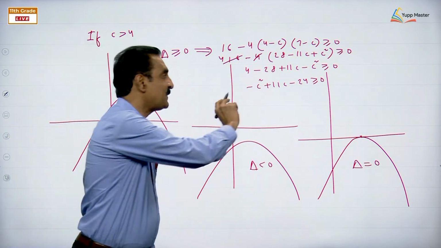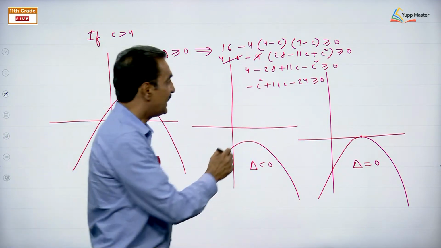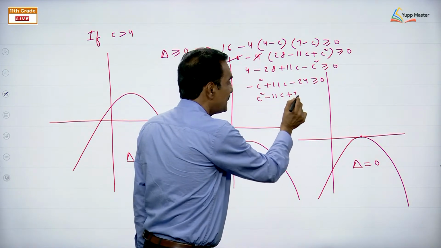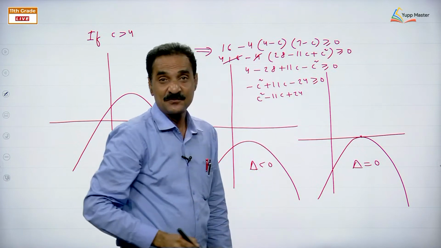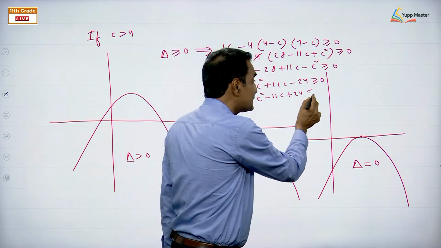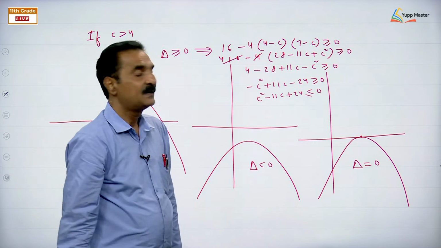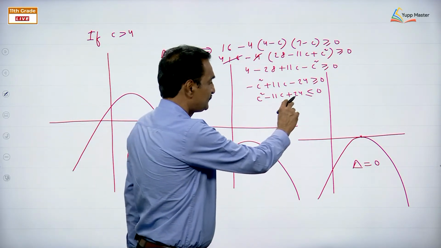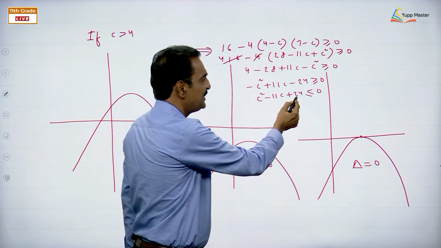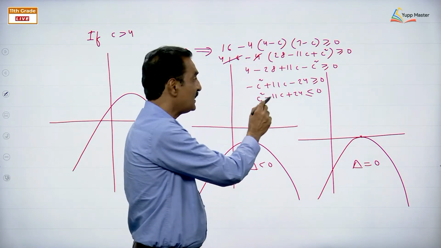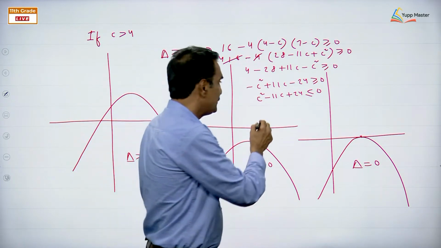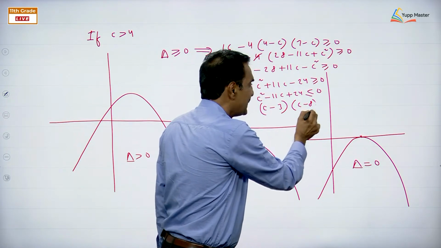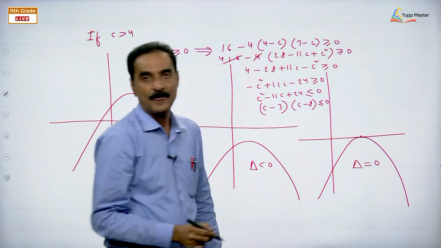If you want, you can multiply both sides by minus 1 and write it as c square minus 11c plus 24. Then if you multiply by minus 1, what happens? Greater than becomes less than or equal to 0. Now, is it possible to factorize? This is 8 into 3. 8 into 3 is 24. 8 plus 3 is 11. So, you can factorize it as c minus 3 into c minus 8 less than or equal to 0.